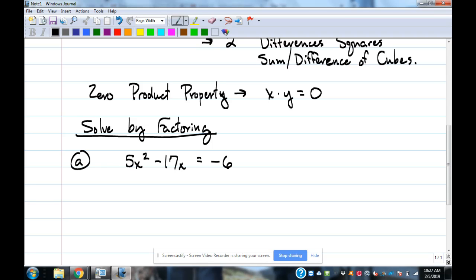All right. Now, got a quadratic. We need to get it equal to what before we even think about doing anything else? 0. So if we see an equal sign in there, we're going to solve that. We got to get it equal to 0 before we do anything else.